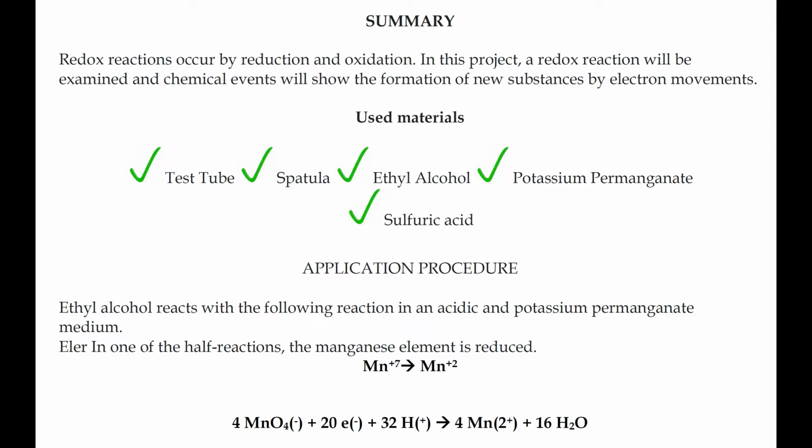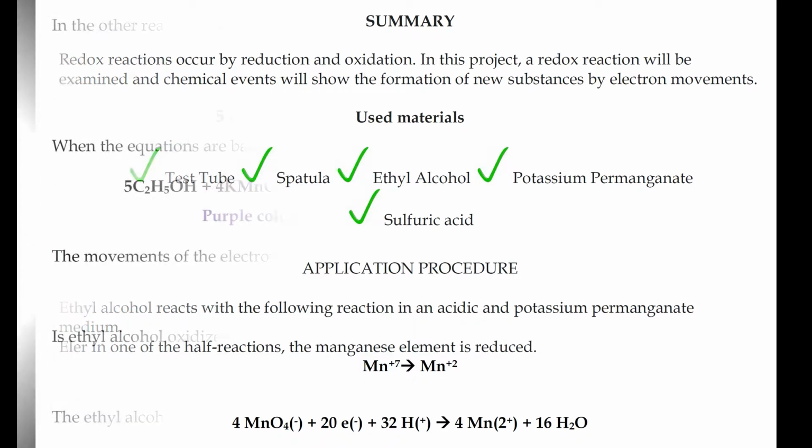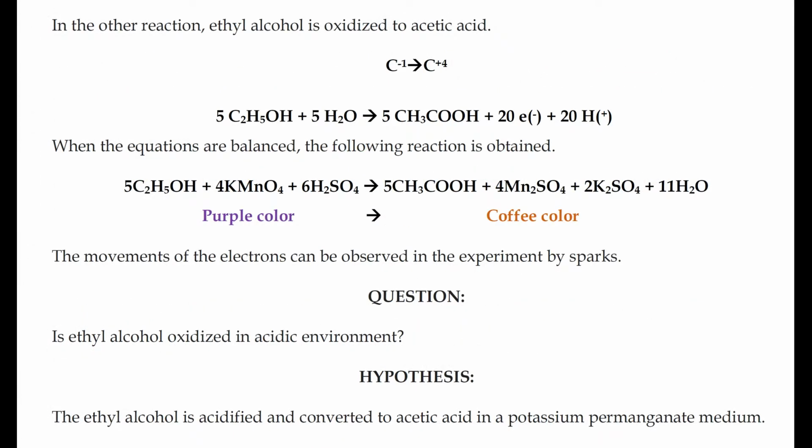Application procedure: ethyl alcohol reacts with the following reaction in an acidic and potassium permanganate medium. In one of the half reactions, the manganese element is reduced. Mn+7 to Mn+2: MnO4- + 5e- + 8H+ gives Mn2+ + 4H2O, multiplied by 4: 4MnO4- + 20e- + 32H+ gives 4Mn2+ + 16H2O. In the other reaction, ethyl alcohol is oxidized to acetic acid. C-1 to C+3: 5C2H5OH + 5H2O gives 5CH3COOH + 20e- + 20H+.